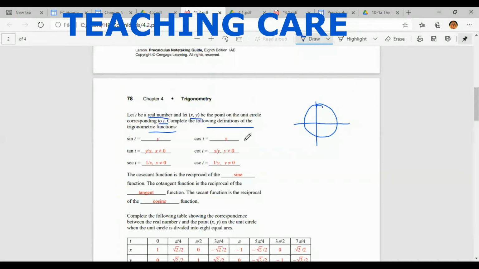Tangent is basically equal to y over x. Sorry, using x over y, Pythagoras theorem. It's a right angle triangle. Now, the cosecant function will be the reciprocal of the sine, cotangent will be the reciprocal of tangent, and the secant function will be the reciprocal of the cosine function.